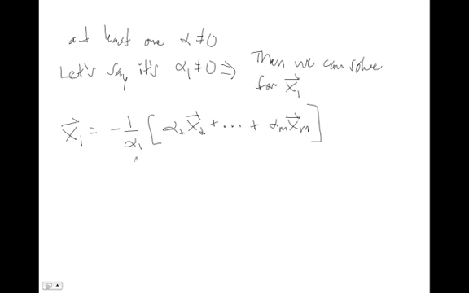So basically, we would have a case where you would say that x1 is linearly dependent on x2 through xm, meaning that you can write it as some linear combination of those, where the multiplier on x2 is basically minus alpha 2 over alpha 1, and the multiplier on xm is minus alpha m over alpha 1. So you can think of it as a linear combination like that. So x1 is a linear combination of the other vectors in the set.